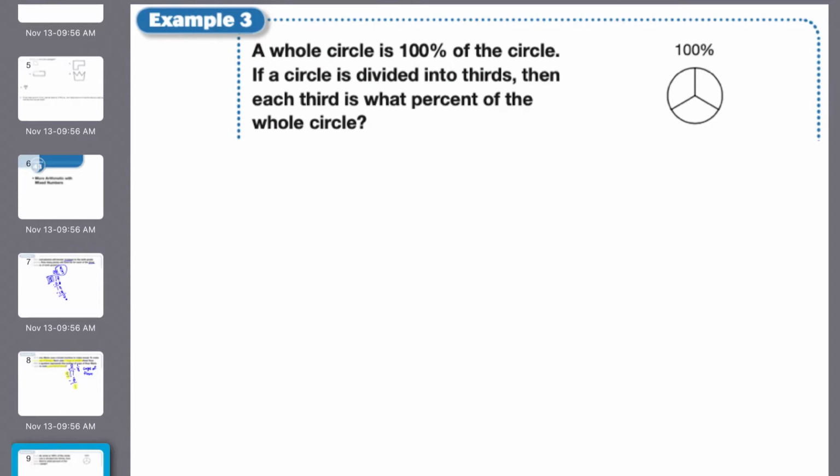A whole circle is 100% of the circle. If a circle is divided into thirds, each third is what percent of the whole circle? Now you have those fraction manipulatives that I posted in Teams. However, there's another way to figure out percent here. If you have 1/3, to find out what percent that is, you just divide 100 by 3. The same would go for 1/4. You would divide 100 by 4. For 1/5, you divide 100 by 5. And then whatever number you get, that would be your percentage.